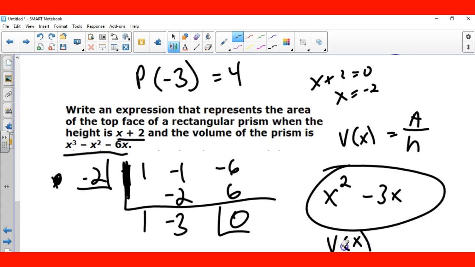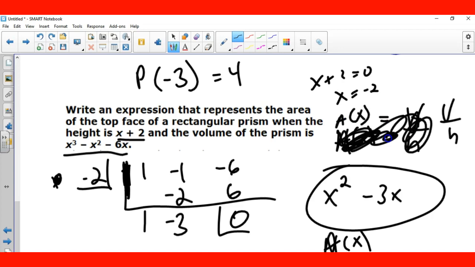I'm sorry, that's actually A of x, the area. So area equals volume divided by height. That's neither here nor there. This should be A of x. Area equals V over H. Volume over height. So area. So there we go. I just want to make sure I wrote that out correctly.